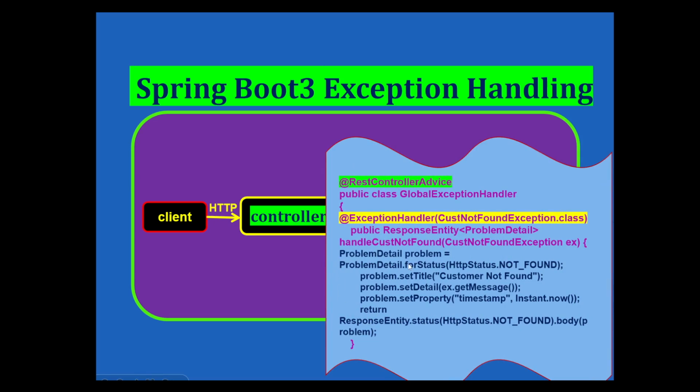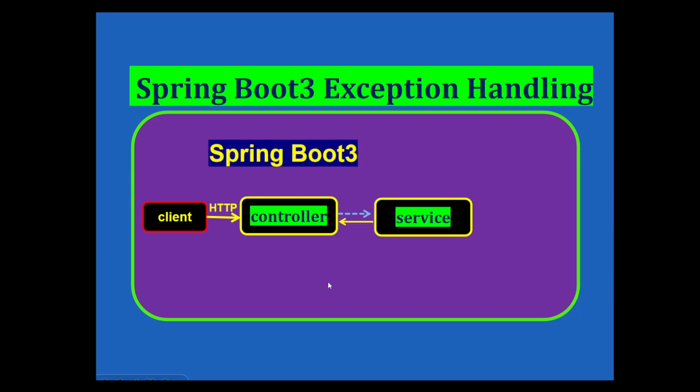Inside that we are going to use ProblemDetail, which is a newly introduced class for exception handling, and which has various properties like detail, title, status, and a property like timestamp, and it will basically create a JSON-like response with all these properties. So we can create a custom response using ProblemDetail. In this way, it will execute this exception handler inside the RestControllerAdvice, and it will finally return the exception message with all these details. This is how we can handle exceptions using Spring Boot 3.